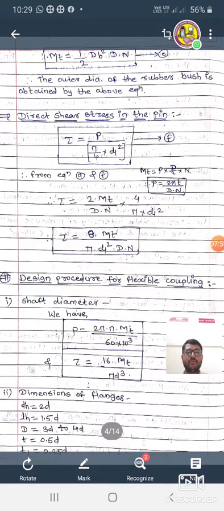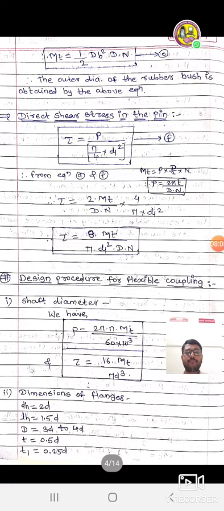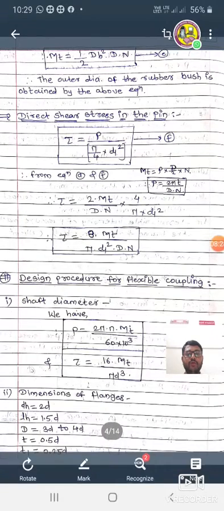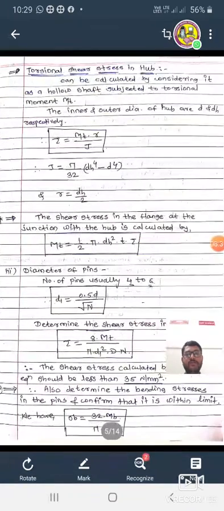We have the power equation P equal to 2 pi n Mt upon 60 into 10 raised to 3, and shear stress for shaft, we know, is nothing but 16 Mt upon pi d cube. By using these two equations, find the diameter of shaft. The next important parameter is dimensions of flanges. We know that Dh is equal to 2d, Lh equal to 1.5d, D equal to 3d to 4d, t equal to 0.5d, t1 equal to 0.25d, that we have already discussed.